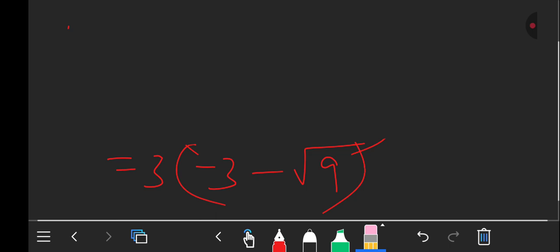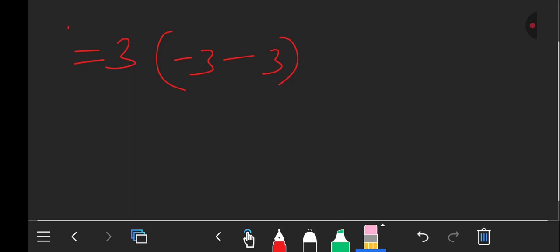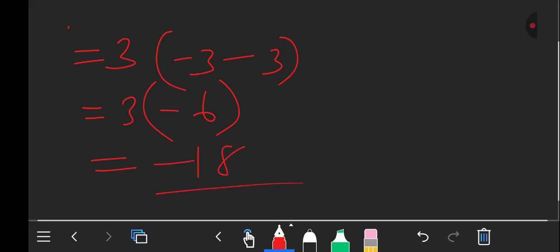So this is equal to 3 open bracket negative 3 minus the square root of 9, that is just a 3. So we're going to have 3 open brackets negative 3 minus 3, that is just negative 6. Then 3 times negative 6 is negative 18. And that will be the final answer.